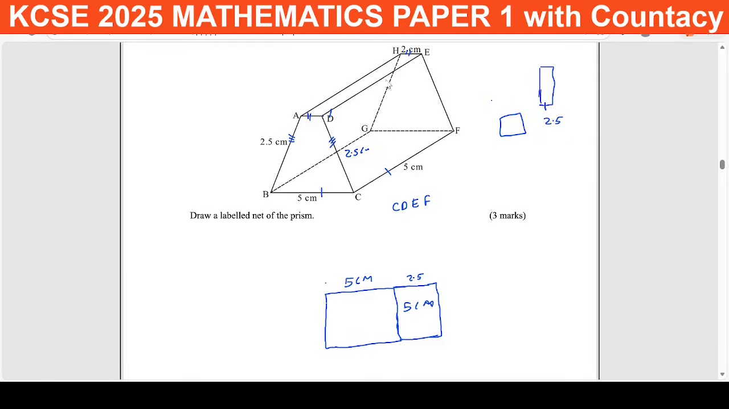And what about the length? The length is equivalent to 5. It's going to be 5. Therefore, if we bring it here, it's going to look like this, such that this one is again 5 centimeters, but now from here to here it's 2 centimeters. Okay, the part that is now remaining is this other flap.